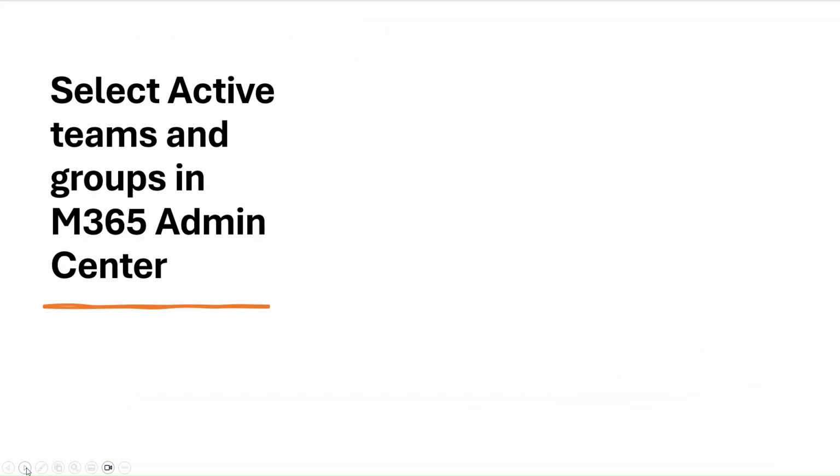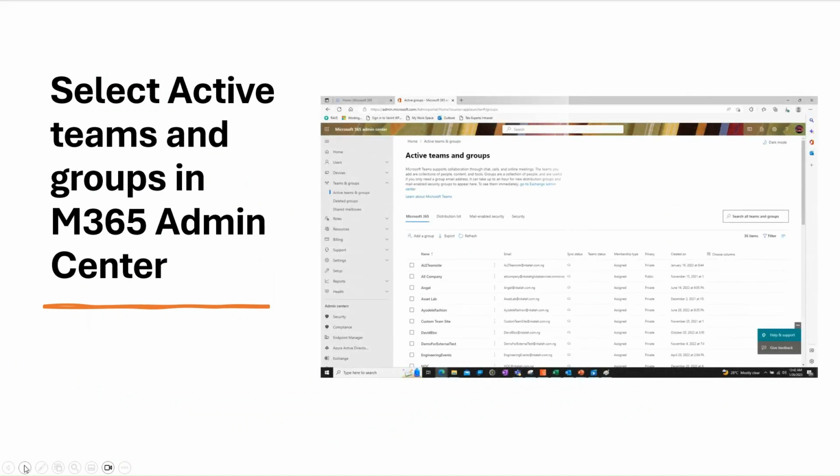So let's see basically the demonstration of where we can access this. All right, so this is just an image showing you access to Microsoft 365 Admin Center. So you navigate to Microsoft 365 Admin Center, and then you go to Active Teams and Groups, and then you can now hover on Microsoft 365.